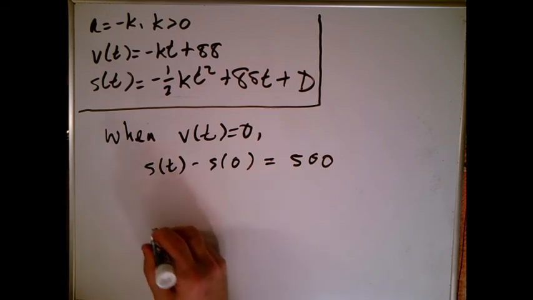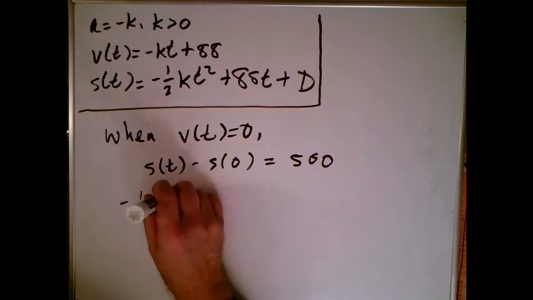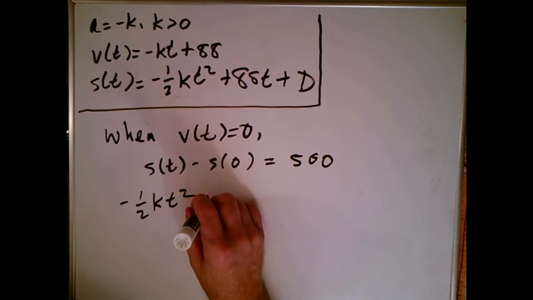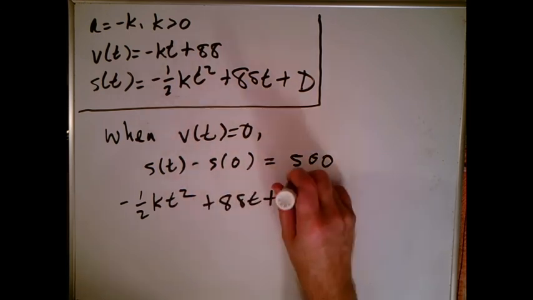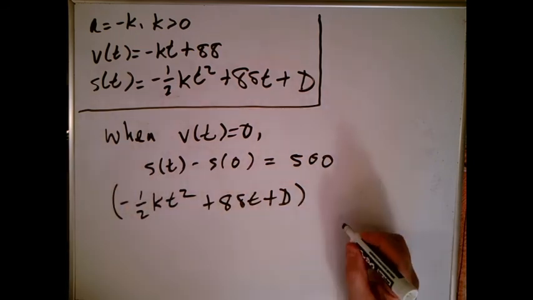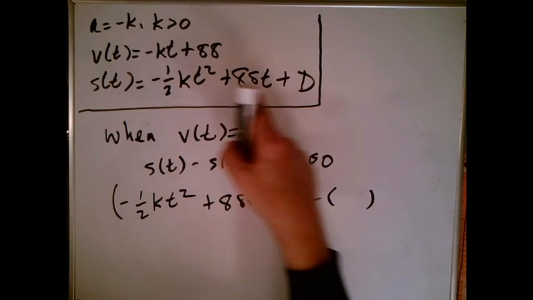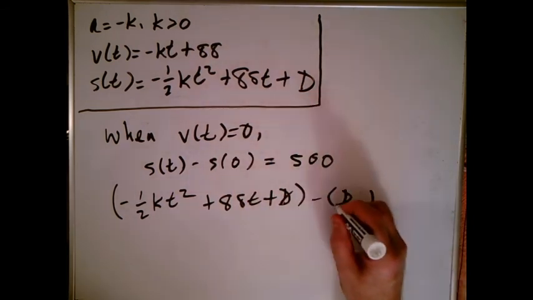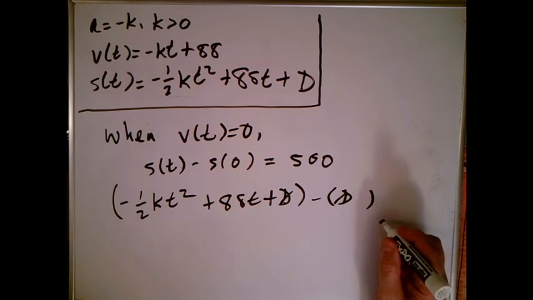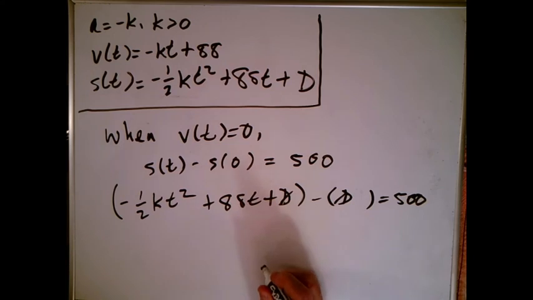What is S of t? Well, S of t is just minus 1/2 kt squared plus 88t plus d. That's the position at the time the car comes to a stop, minus S of 0. Well, I'm looking up here. What is S of 0? That's just d, so the d's just cancel. And what we're told is that the change in position is 500.